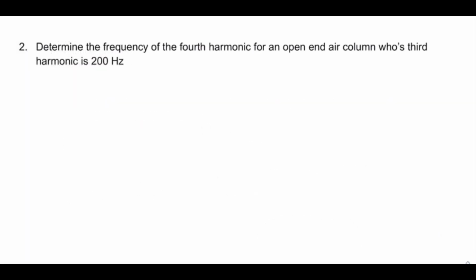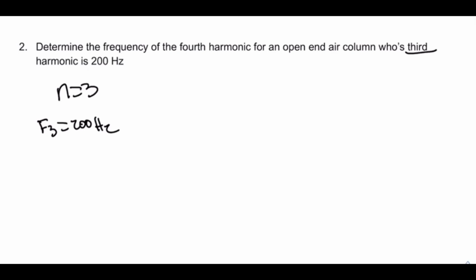So for this one, you're going to be determining the frequency of the fourth harmonic for an open-end air column whose third harmonic is 200 hertz. So n equals 3 because they gave you the third harmonic, and then f3 equals 200 hertz. It tells you that right here. So it would be f3 equals 200 hertz.